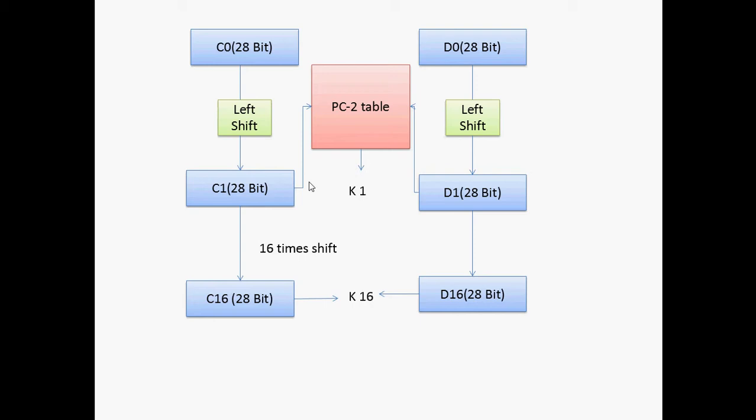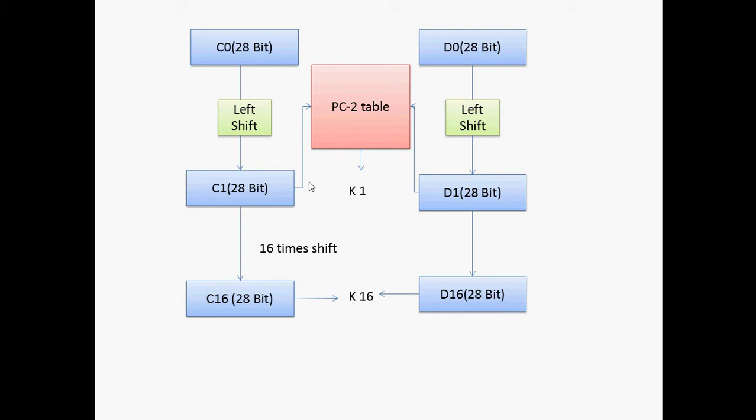Now the C1 is again rotated and we'll get the C2. Similarly, the D1 is rotated, shifted, and then we'll get the D2. This process is continued for 16 times, and simultaneously we'll get C1, D1, C2, D2, like that, up to C16 and D16.